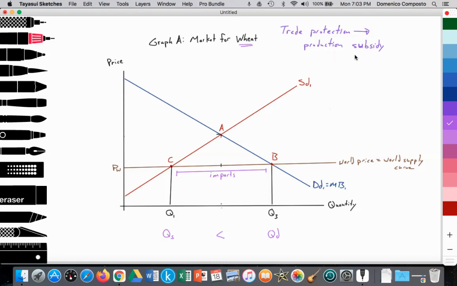So we can apply a production subsidy, and we're going to assume it's a per unit production subsidy. For each unit, each bushel or metric ton of wheat that's produced, farmers or firms will gain a subsidy from the government. So, a per unit production subsidy. And that will have the effect of causing a parallel shift outward in the supply curve. So let's go ahead and illustrate that.